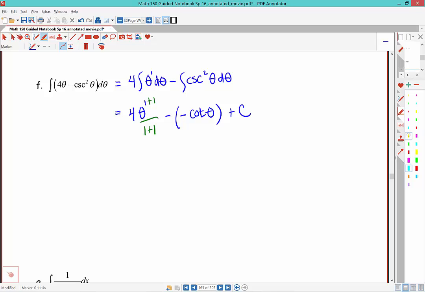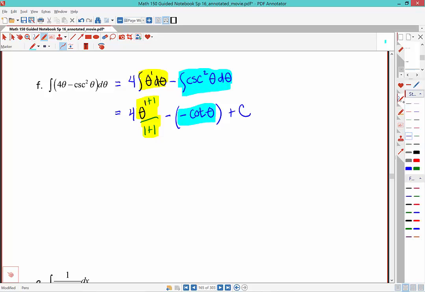So here, again, this antiderivative is represented here, and this antiderivative is represented here. And so we would get 4 over 2 is 2, so 2 theta squared plus cotangent of theta plus c. And we're all done.